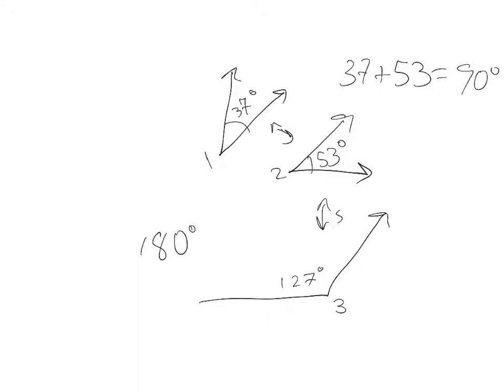Notice too that complementary, supplementary angles, they don't have to be linear pairs, they don't have to be next to each other or anything like that. They can be separate as long as their degrees either add up to 90 for complementary or 180 for supplementary.